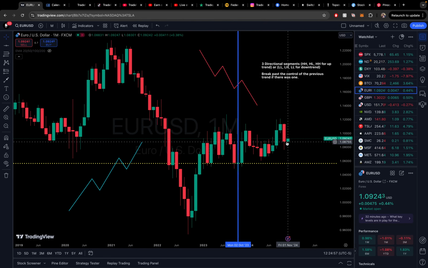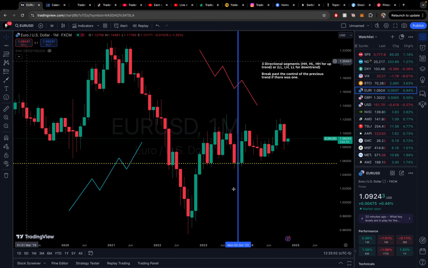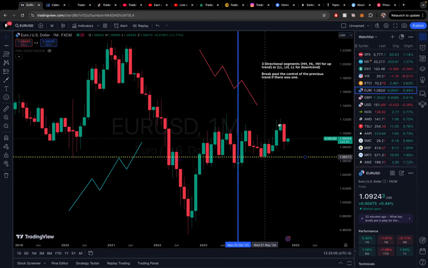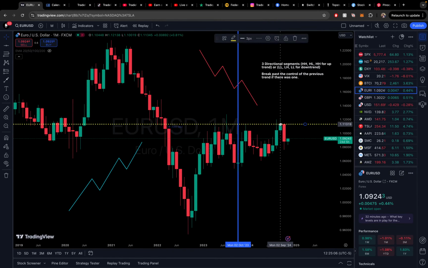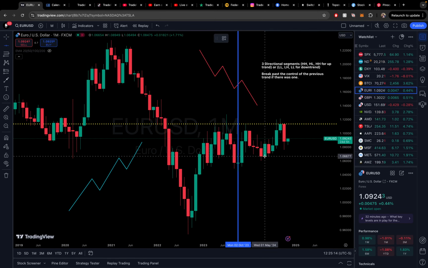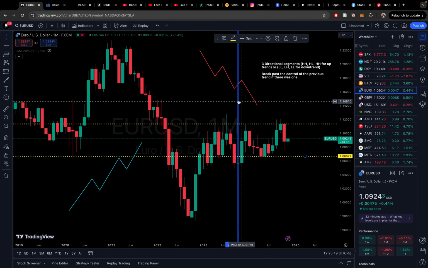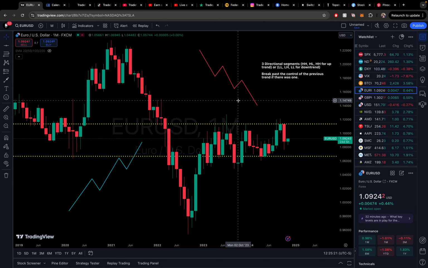Good, good, good. And where would our control points be at this point on this trend? Our control points on this uptrend right now would be right here. That's the controlling higher high. And then right here is the controlling higher low. Those are my current control points on this uptrend. And that is where we currently are on euro dollar. We are in an uptrend on the monthly time frame.